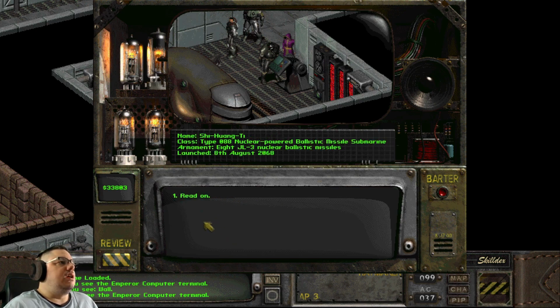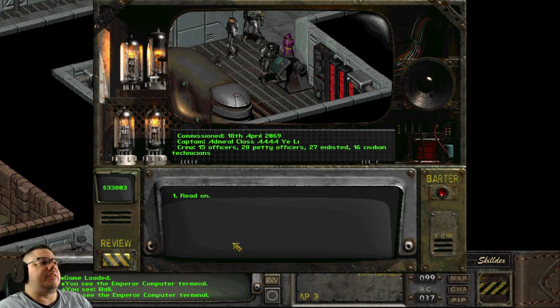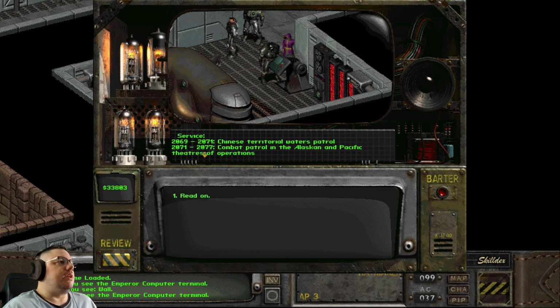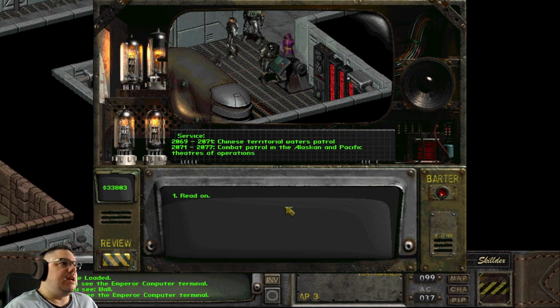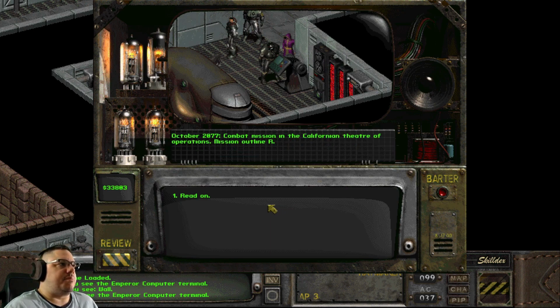Submarine status. The Shi Huang Ti is a class type 088 nuclear powered ballistic missile submarine, with an armament of 8 JL-3 nuclear ballistic missiles. It was launched August 8th, 2068, and commissioned April 18th, 2069. The captain is Admiral Class Quadruple A Yi Li. Crew of 15 officers, 28 petty officers, 27 enlisted, 16 civilian technicians. Its service between 2069 and 2071 is in Chinese Territorial Waters Patrol. Between 2071 and 2077, it was in a combat patrol in the Alaskan and Pacific theaters of operation.